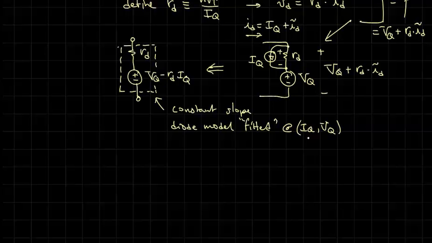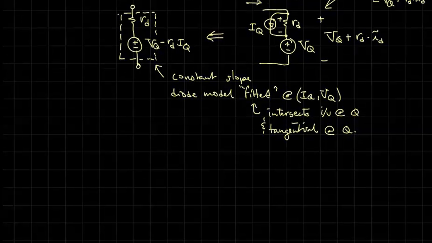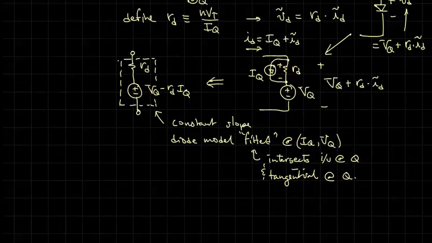When I say fitted, it means it intersects the IV of the diode at the Q point, and is tangential at Q. So this model here is actually useful for both DC values and small signal.